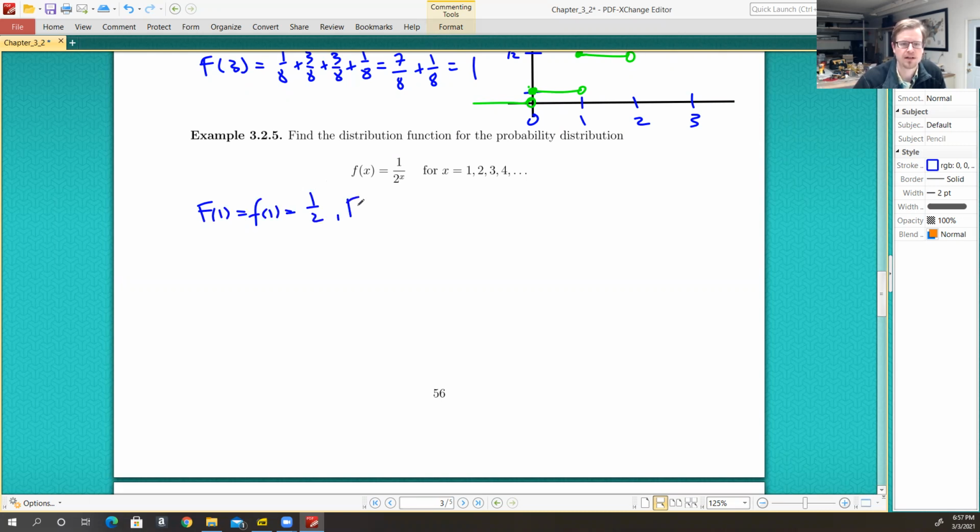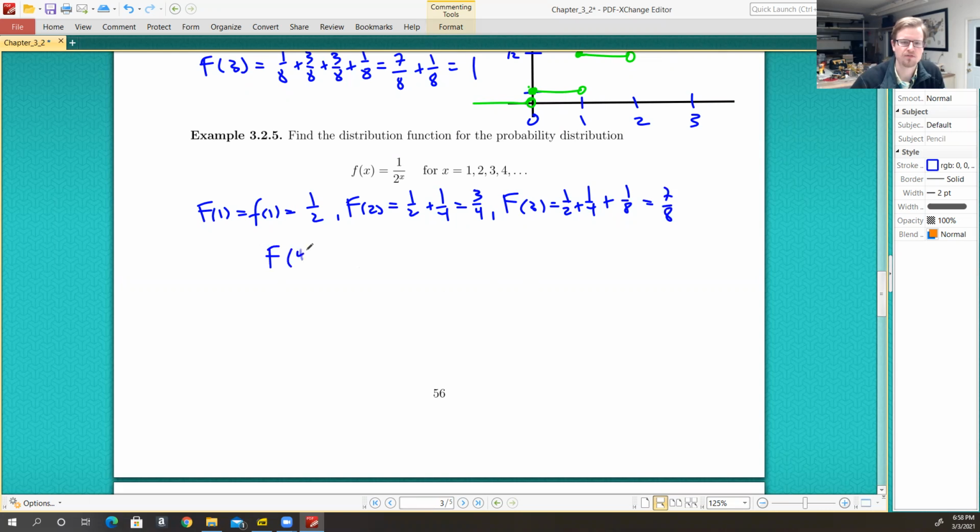Okay, excellent. F of 2 is going to be f of 1 plus f of 2, lowercase, that is. So that's going to be 1/2 plus 1/4, which would be 3/4. F of 3 is going to be 1/2 plus 1/4 plus 1/8. Of course, we can recognize this as 3/4 plus 1/8, and that would be 7/8. And if you see a pattern already, that's fantastic. Let's take a look at just a couple additional values to see if we get the idea.